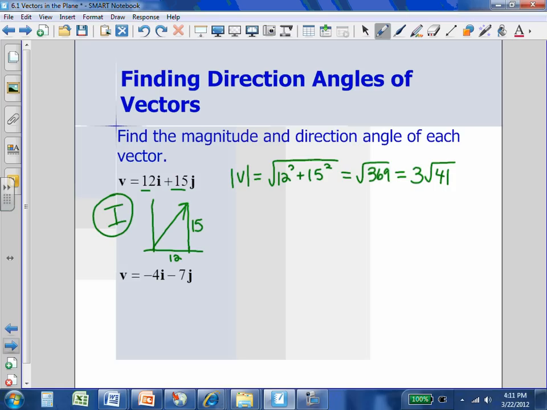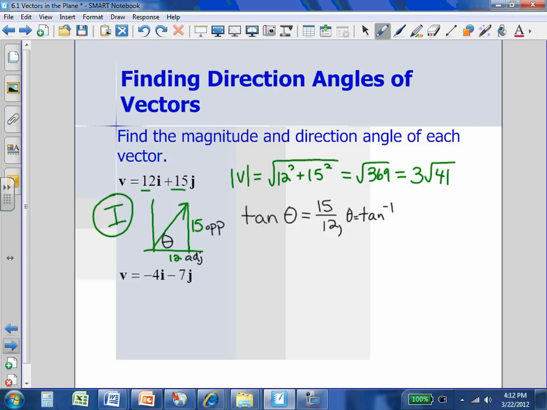Now, the direction. What is that angle? What is this angle right in here? Well, we used what we had on the slide before, that the tangent of theta is b over a. Now, our b is 15, and our a is 12. Look back at the triangle. It's your opposite over your adjacent. It's the tangent. So to find out what that theta is, we are going to do the inverse tangent.